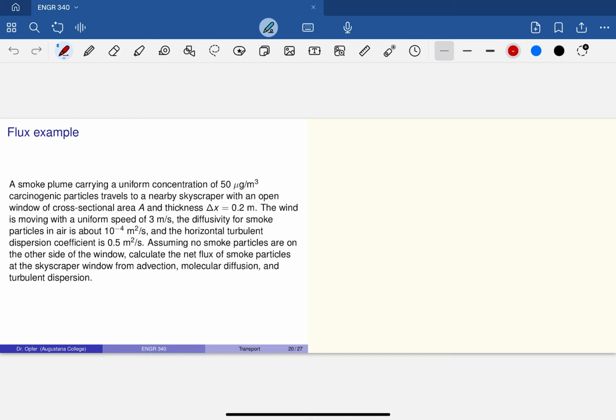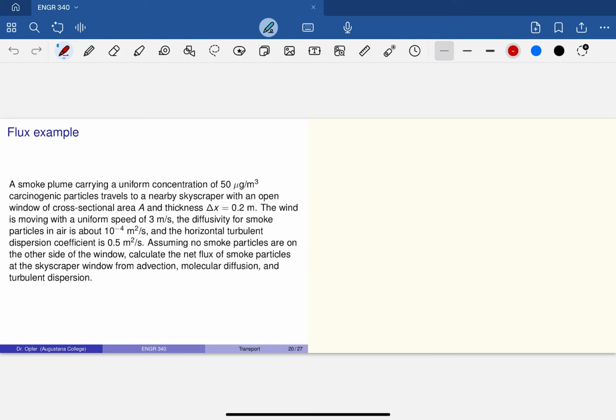The diffusivity for smoke particles in air is about 10 to the minus 4 meters squared per second, and the horizontal turbulent dispersion coefficient is 0.5 meters squared per second. Assuming no smoke particles are on the other side of the window, calculate the net flux of smoke particles at the skyscraper window from advection, molecular diffusion, and turbulent dispersion.